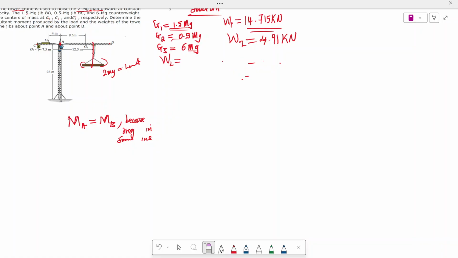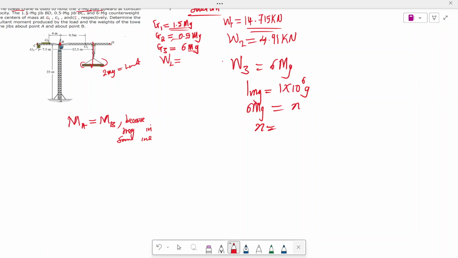Now we go to the third one, which is weight 3, equal to 6 megagram. 1 megagram is equal to 1 times 10 to the power 6 gram. Therefore, 6 megagram is equal to x. x is equal to 1 exponential 6 times 6.